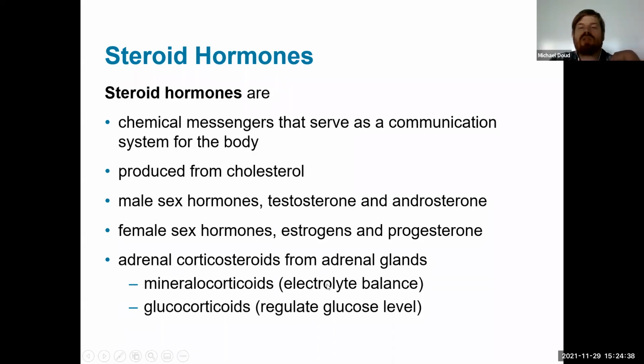Think this way: your electrolyte balance is like the amount of sodium and potassium in your blood. So sodium and potassium are minerals. So mineralocorticoids would regulate minerals. Glucocorticoids would regulate glucose.